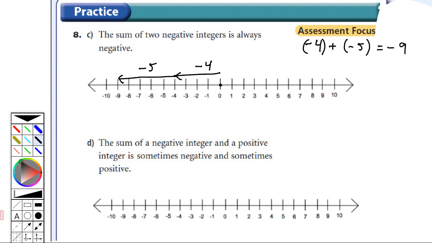Let's try the smallest negative integer that we could add. So that would be negative 1 plus negative 1. Well, negative 1 is there, and if we do another negative 1, that's going to bring us to negative 2. And that's going to be the answer for C.